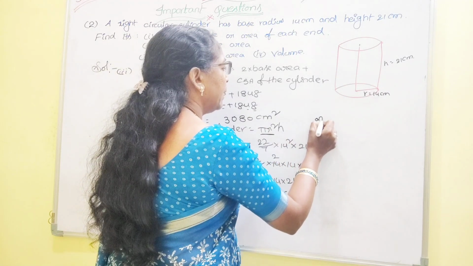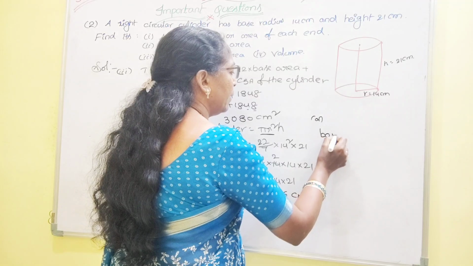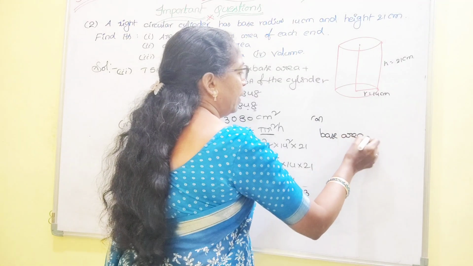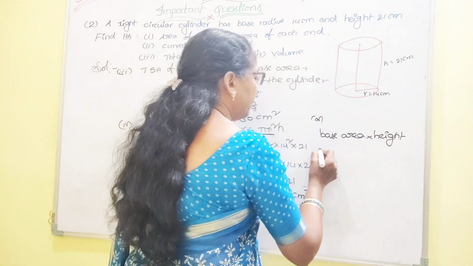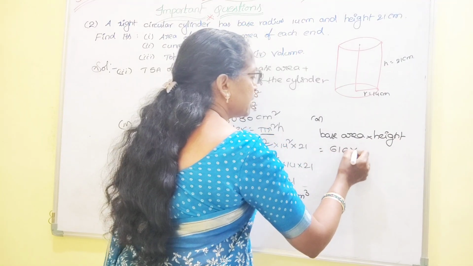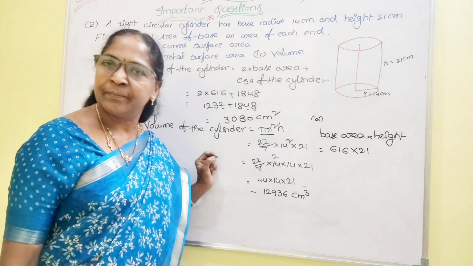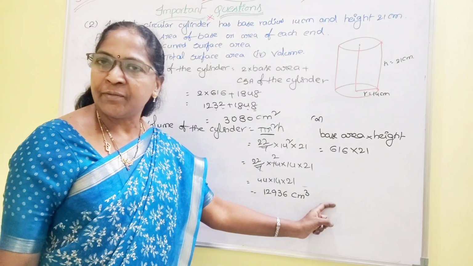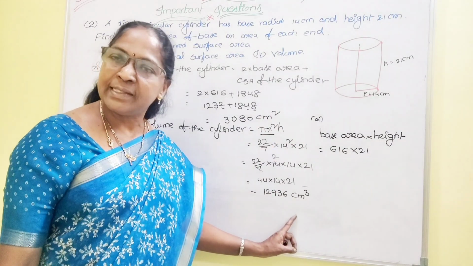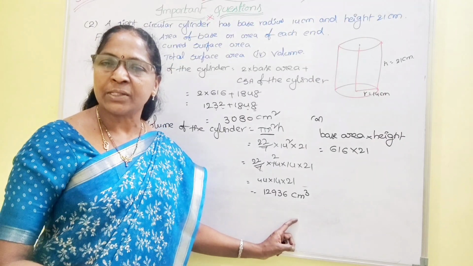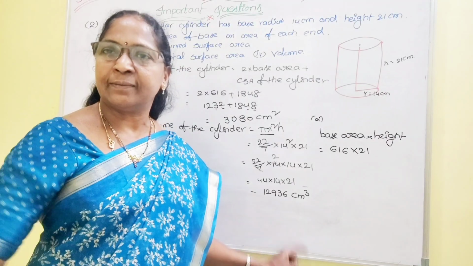Here I am just writing base area into height, where the base area we already got is 616, multiplication of 21. Like that also you can multiply and find the value. This is the final answer. Is it clear? If you have any doubts, you can ask me in the comment section.